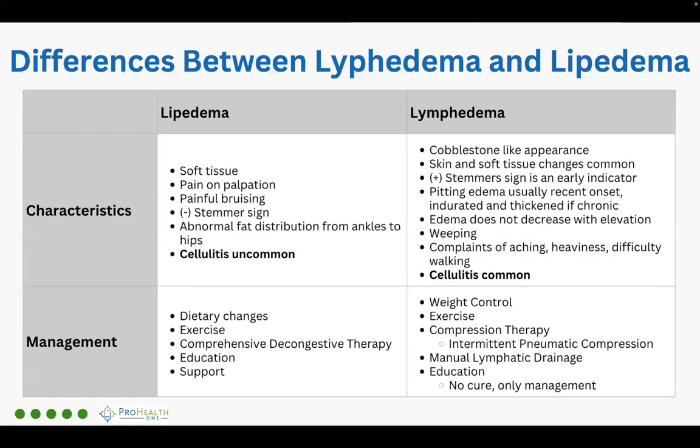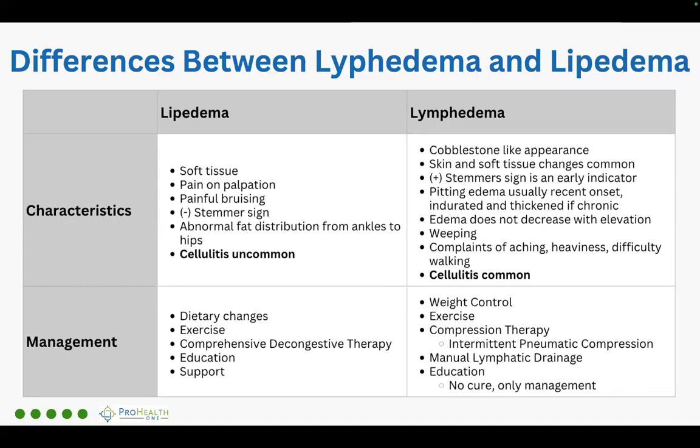Characteristics of lipedema too. It's more soft tissue accumulation of fat. They're usually very painful on palpation, and they usually bruise very easily. You don't usually see a Stemmer sign with lipedema, and cellulitis is also very uncommon in lipedema, as opposed to lymphedema, where you get more of a cobblestone appearance. You get a lot of skin and soft tissue changes, which you don't see in lipedema that much.